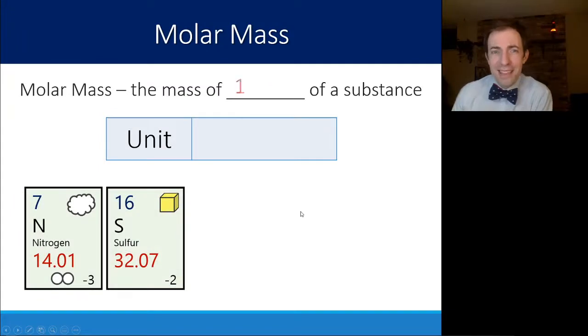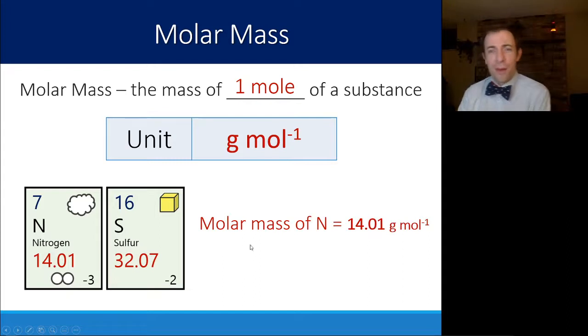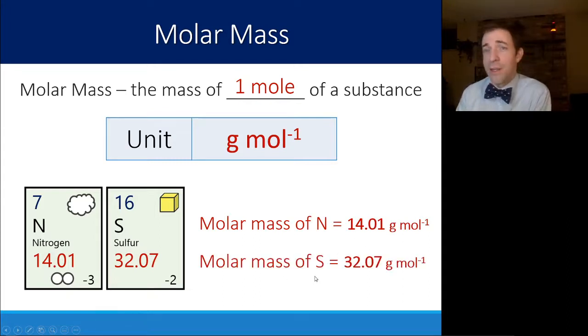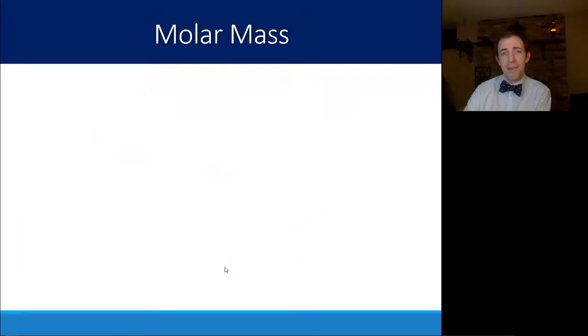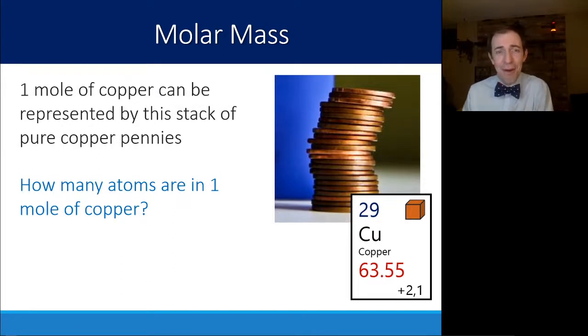So molar mass is the mass of 1 mole of a substance. We're going to measure that in grams per mole. And if you see it on the periodic table, that average atomic mass can be used as your molar mass. So the molar mass of nitrogen is 12.01 grams per mole. Sulfur is 32.07 grams per mole. You just read it right off the periodic table. It'll be given to you, not something that you need to have memorized or know off the top of your head.